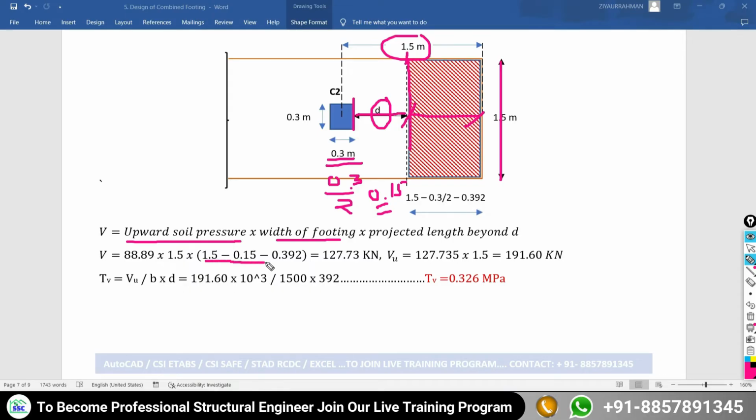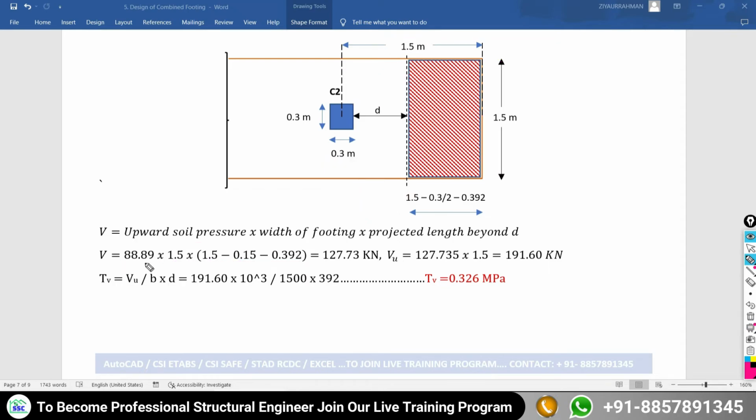The same thing is given here. You have to multiply this projected length with the width of the footing, 1.5, multiplied by the service upward soil pressure of 88.89 that we calculated at the start of this problem. So here we get the service shear force as 127.73 kilonewton, developed at a distance of D from the face of the column.